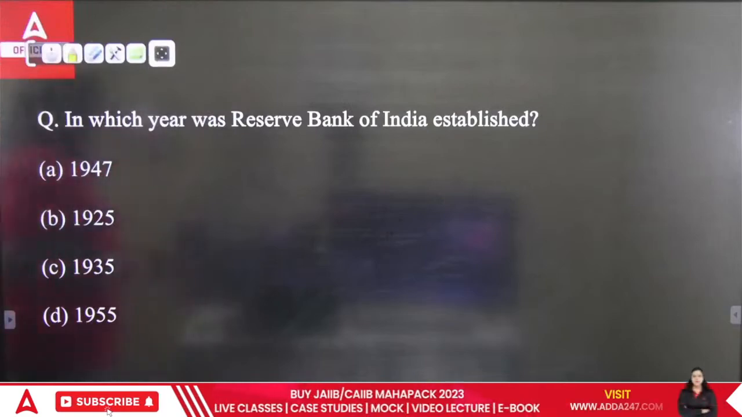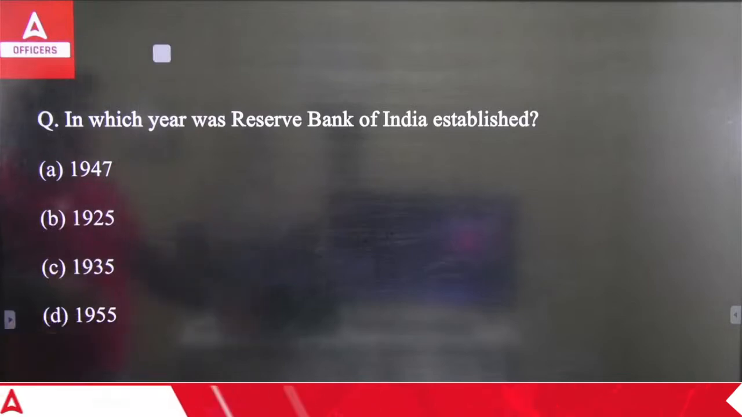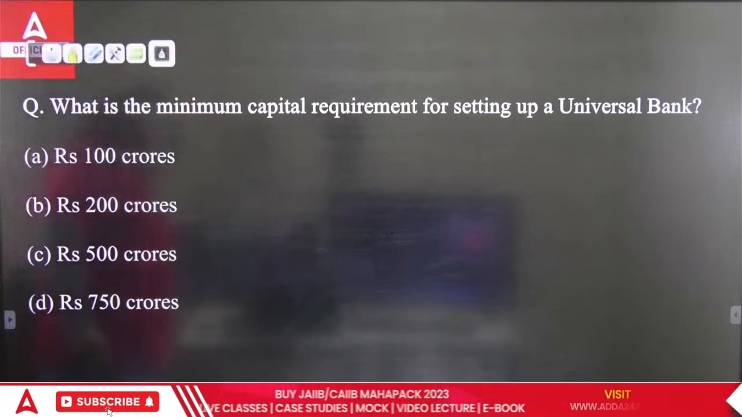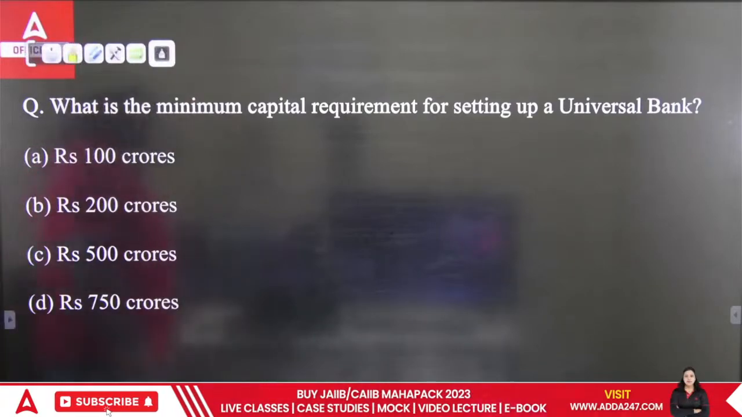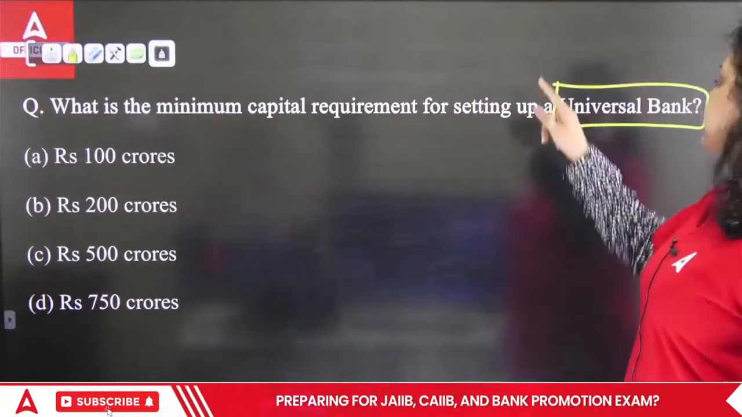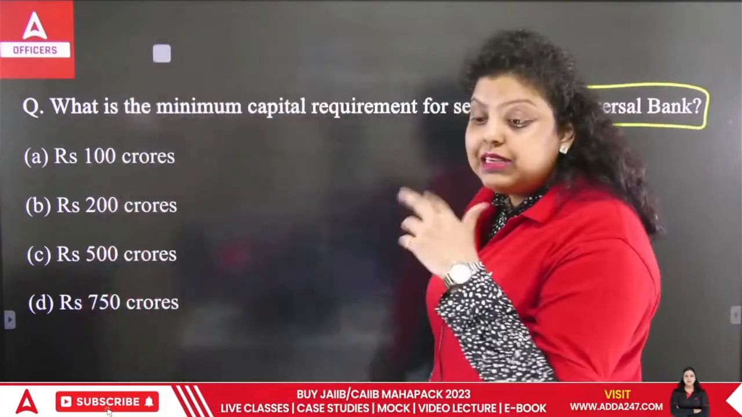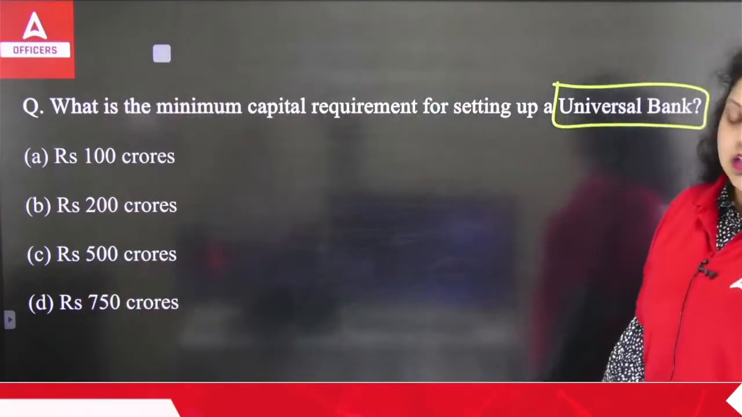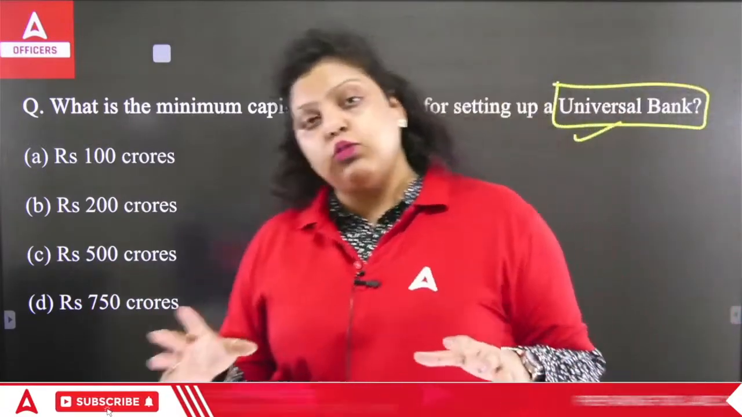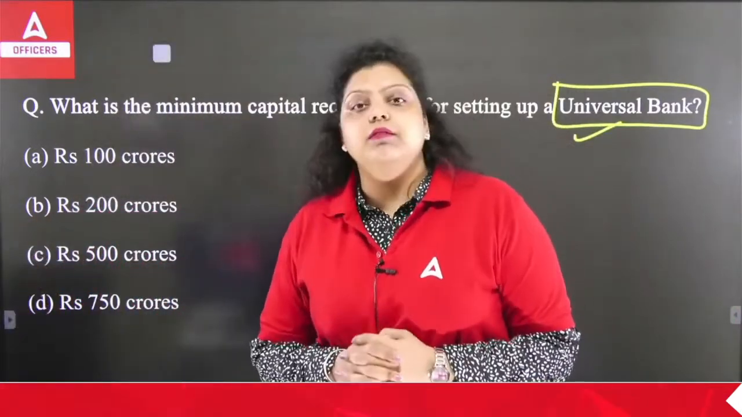Okay, now the next question we have here: what is the minimum capital requirement for setting up a universal bank? Now, what is a universal bank? I have told you that the business of banking is three very basic facilities that a bank has to provide. But apart from that, a bank provides multiple services to customers. Universal banking is a type of banking in which, under one roof, you get all kinds of facilities related to commercial banking, investment, everything.